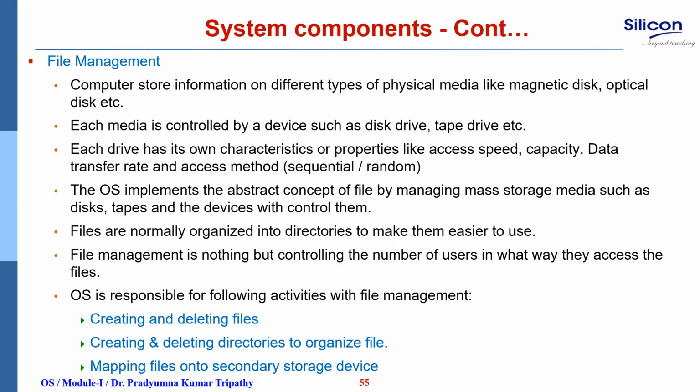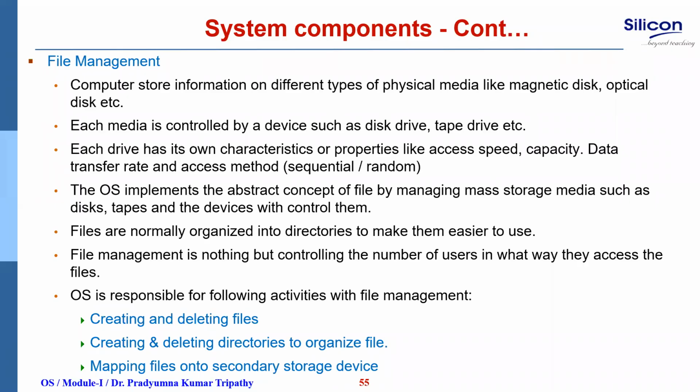The third important system component is file management. In file management, the computer stores information on different types of physical media like magnetic disk, optical disk, etc. How do you store our file? If you want to store it permanently, it will be stored on a disk, maybe a magnetic disk, hard disk, or optical disk. Each media is controlled by a device such as a disk drive, tape drive, etc.